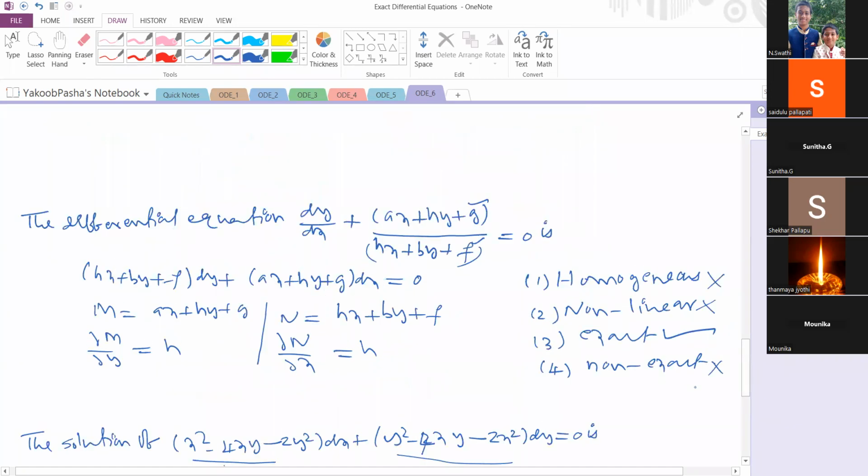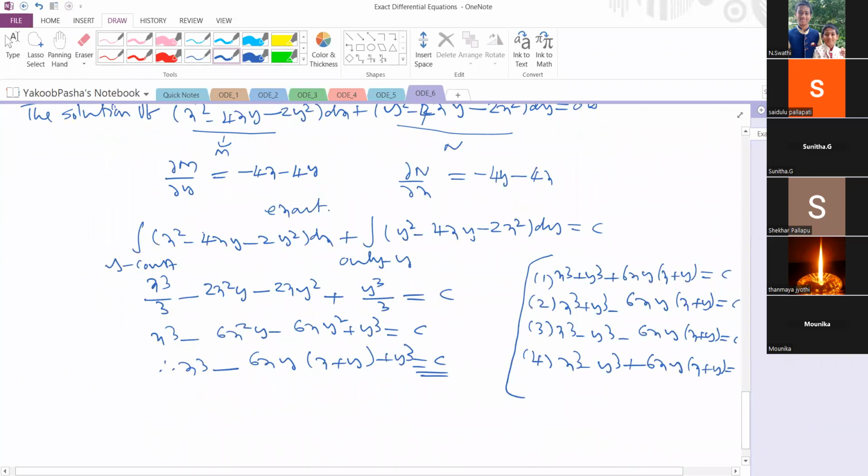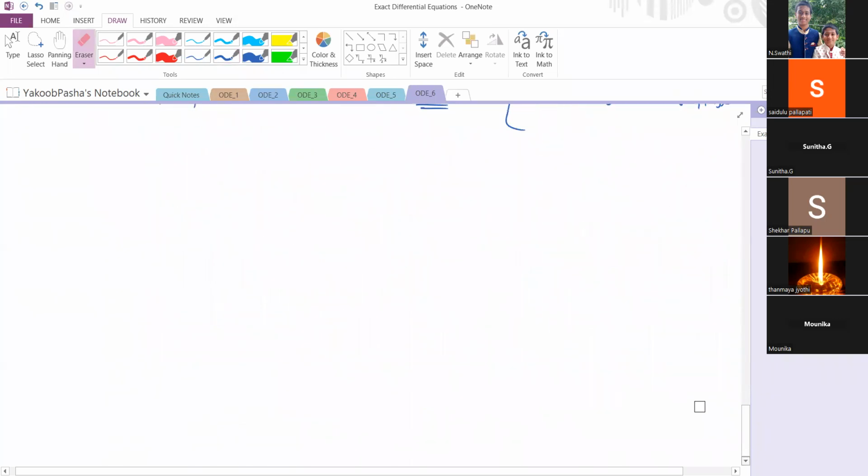These are the four options. So our second option is the right option. Okay. Now I am taking the next problem. It is a civil service question.